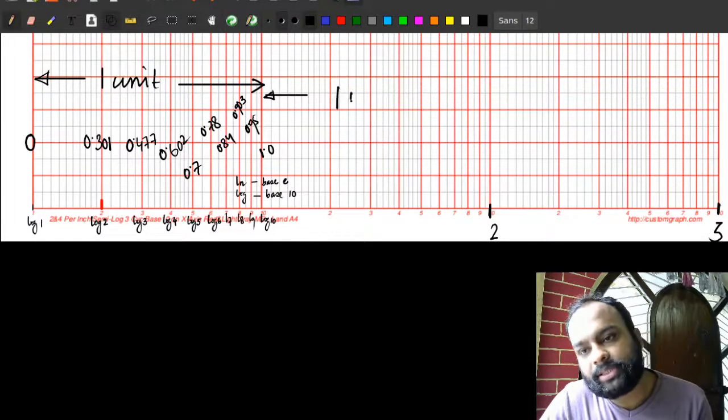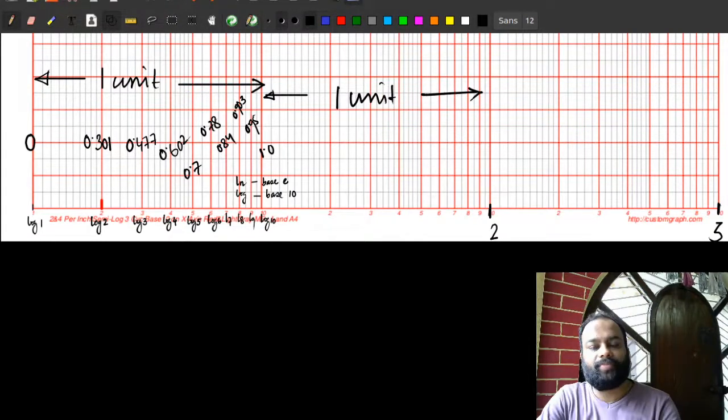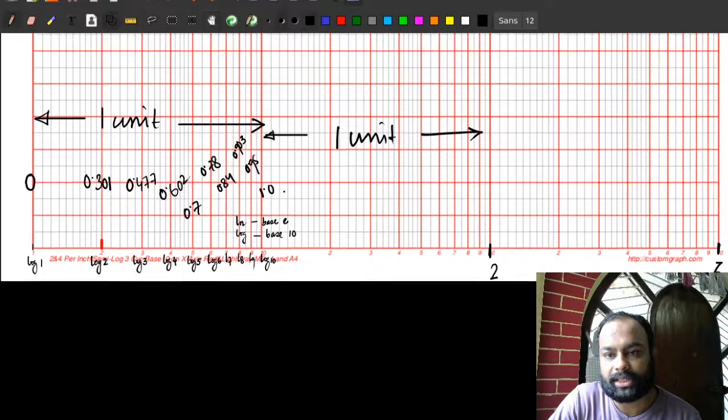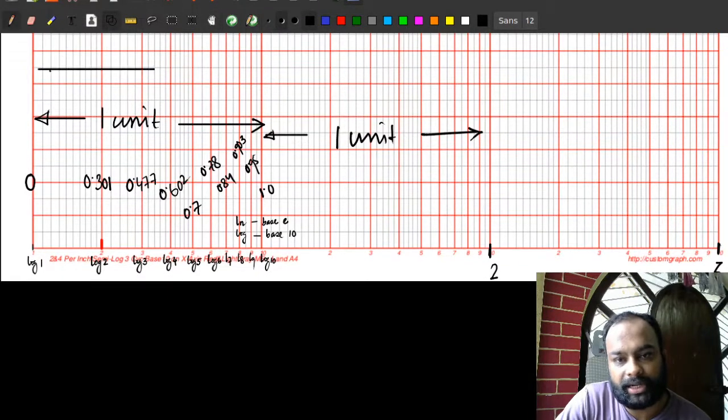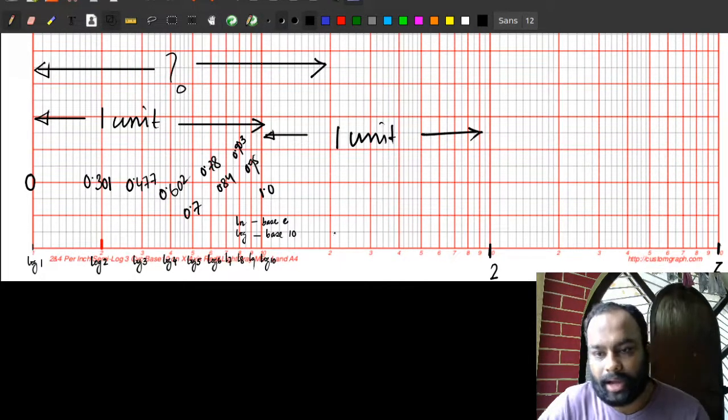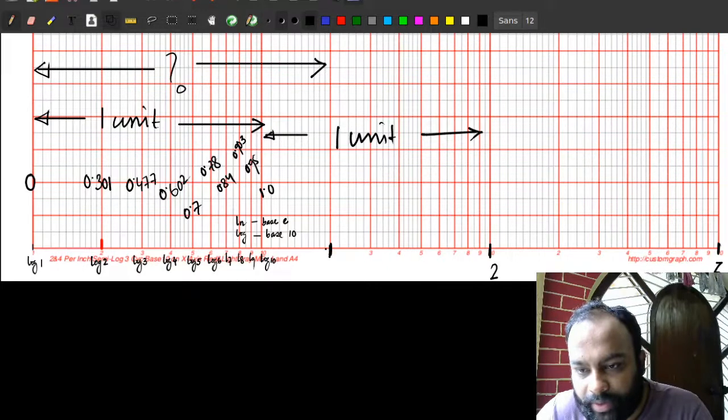How much unit is this? Again, this is 1 unit. Right? We started from 0, and this was 0.301. My question is now, how much is this entire length, starting from here and going up to this? I am trying to measure this length. How much is this?